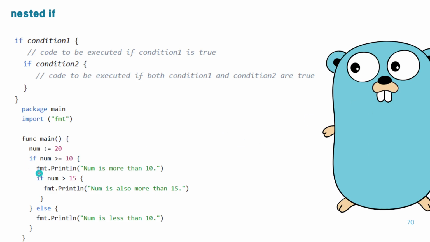In the first if block, we have one more if block stating that if the number is greater than 15, then print "The number is also more than 15". So we will have two print lines here, where we will be printing "num is more than 10" and "num is more than 15".